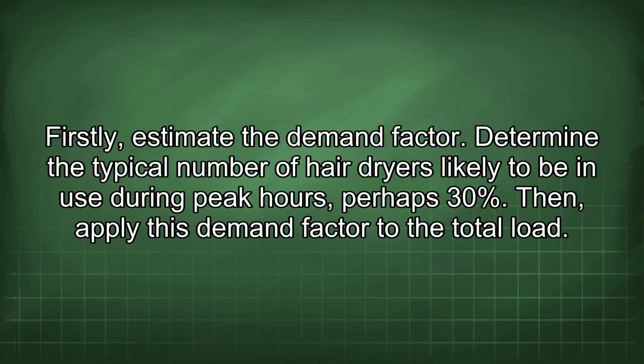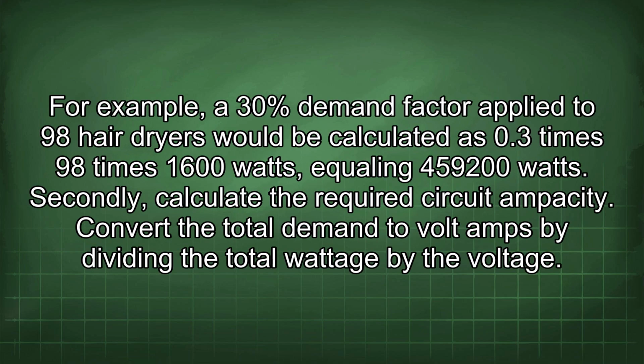Firstly, estimate the demand factor. Determine the typical number of hairdryers likely to be in use during peak hours, perhaps 30%. Then apply this demand factor to the total load. For example, a 30% demand factor applied to 98 hairdryers would be calculated as 0.3 times 98 times 1600 watts, equaling 459,200 watts.